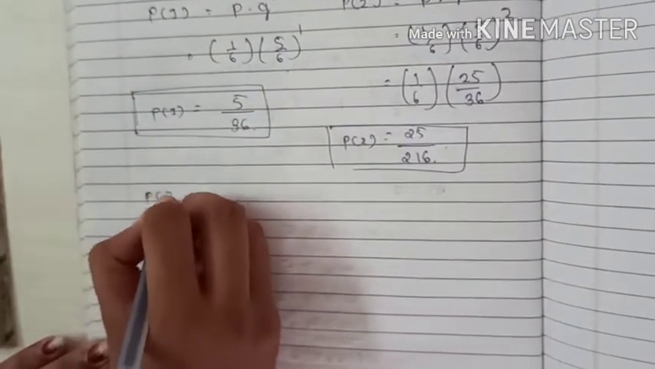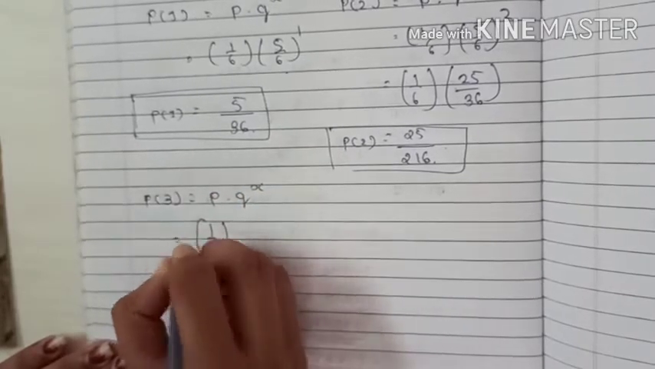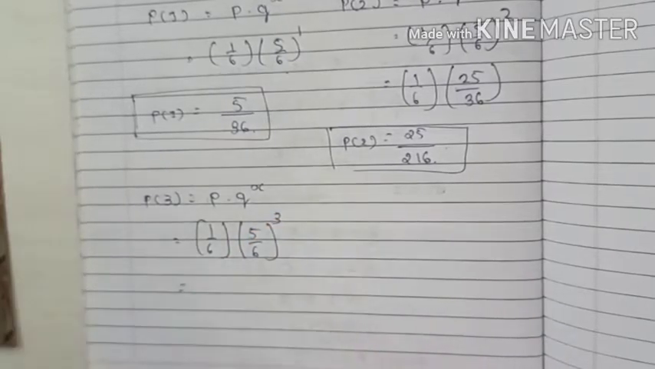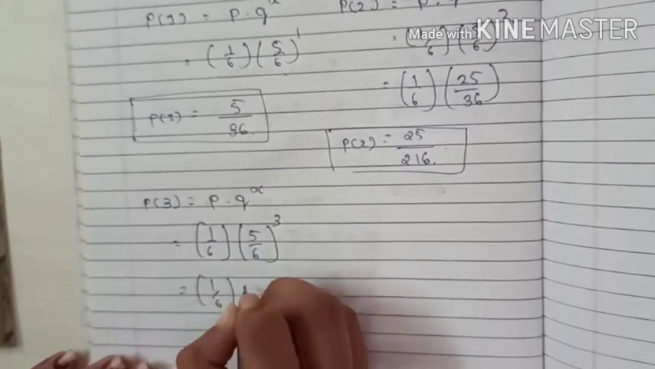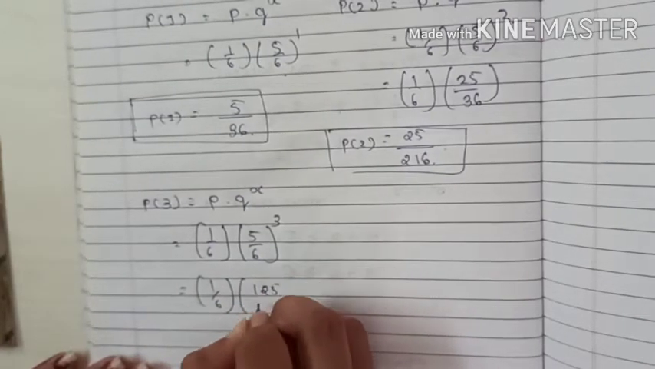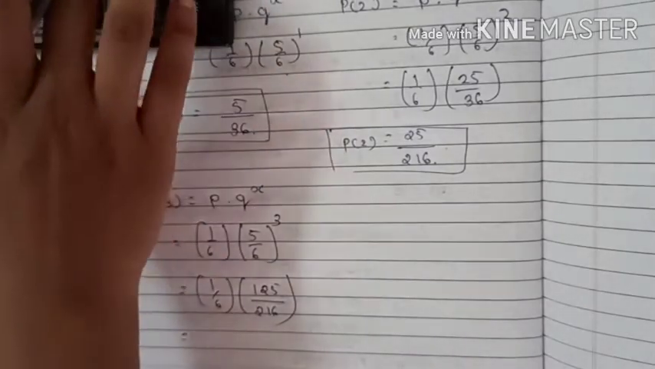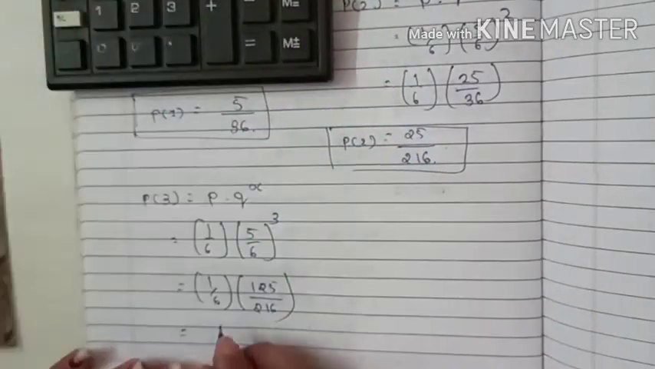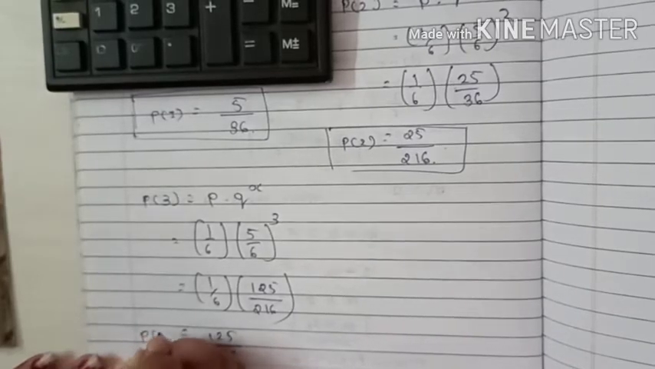Now we have to find out P3. So P3 is equal to P into Q^X, with P as 1 by 6 and Q as 5 by 6 raised to 3. So the answer will become 1 by 6 into 125 upon 216, which is 125 upon 1296. That is P3.